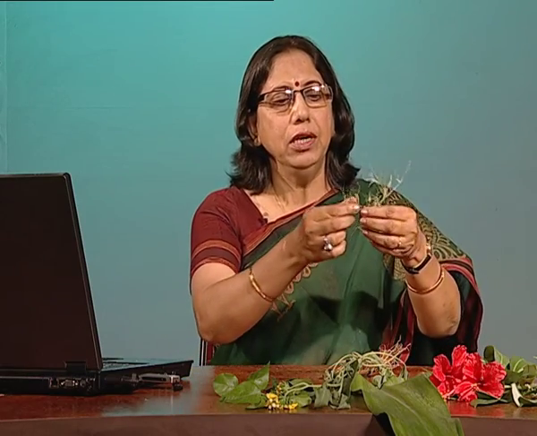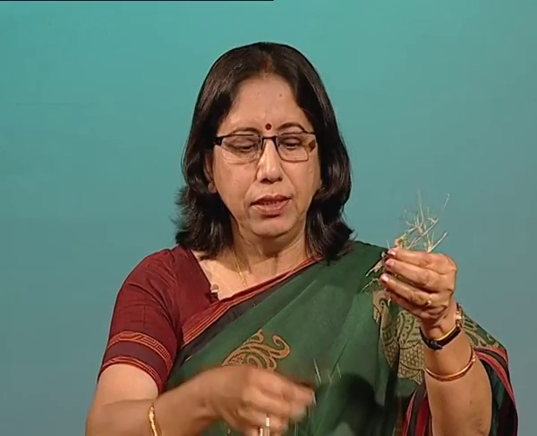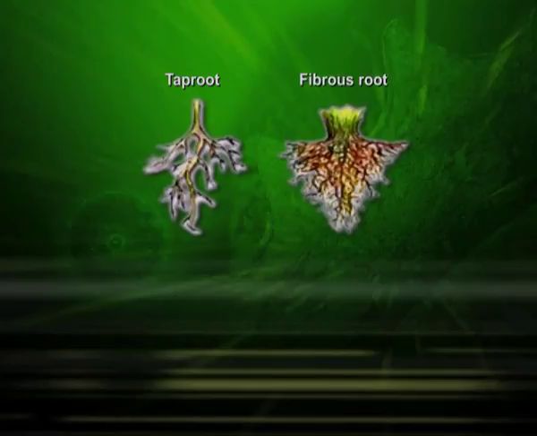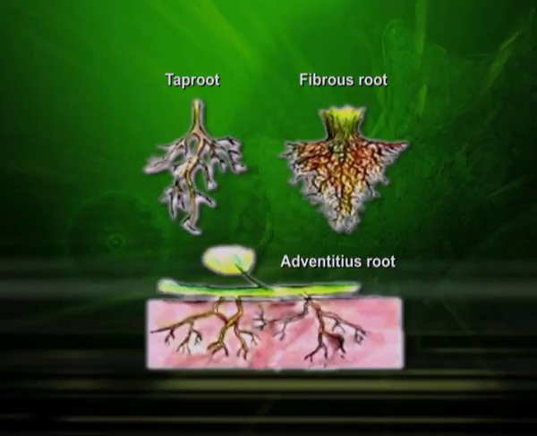Now, let us have a look at another type of plant. In this plant, we find that the roots develop from the base of the stem, and these types of roots are generally known as the fibrous root. Besides the taproot and the fibrous root, there is another type of root which is known as the adventitious root, which develops from the plant parts, just as we find in case of sugarcane and in case of banyan tree.